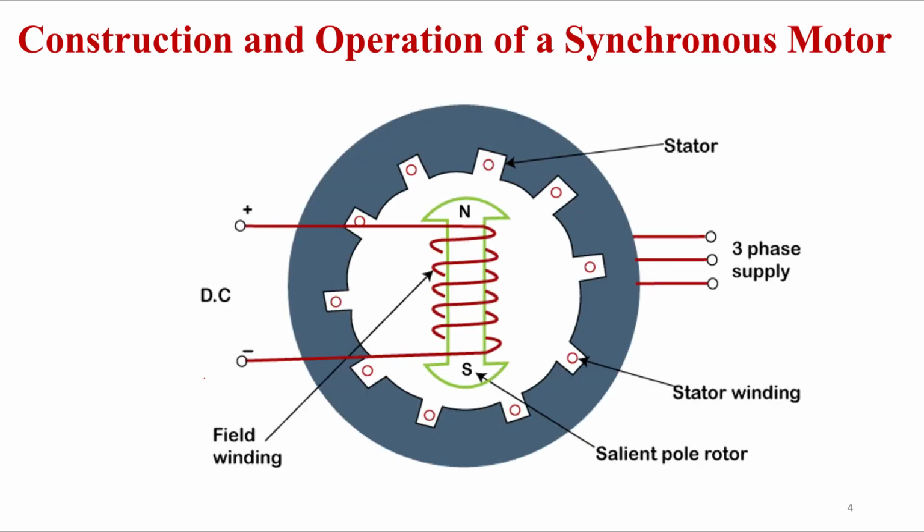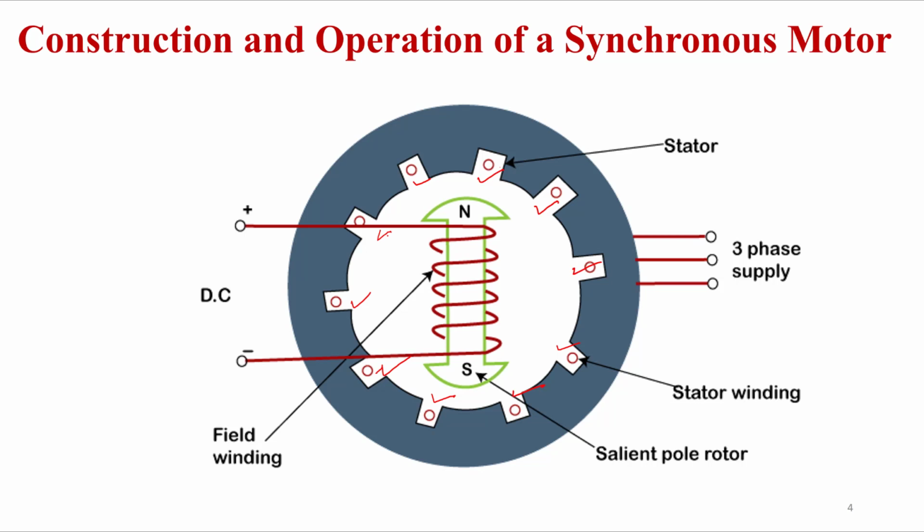As I told, the constructional feature is the same: on the rotor side we have the field, and on the stator we have the armature, right? And on the stator side, as you can see here in the figure, we have the armature winding. We can see these slots here. They are actually containing the armature windings, right?